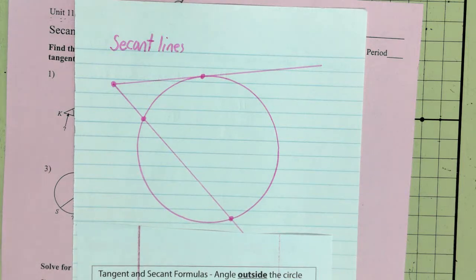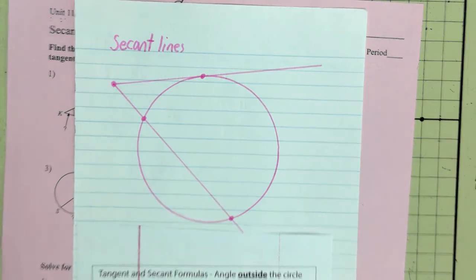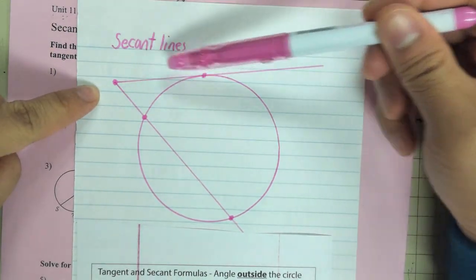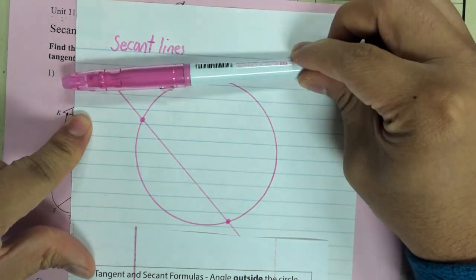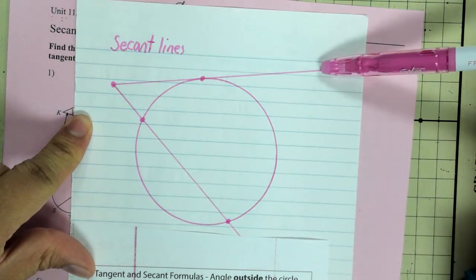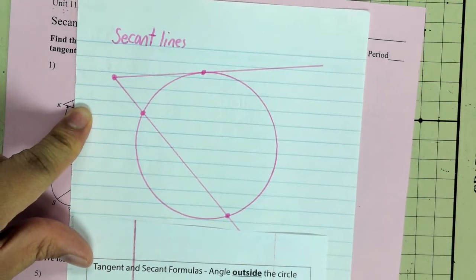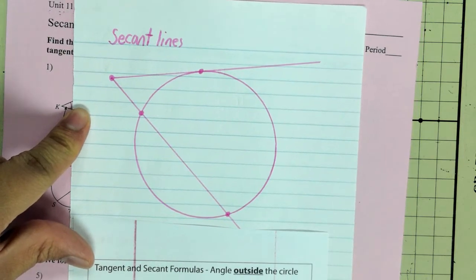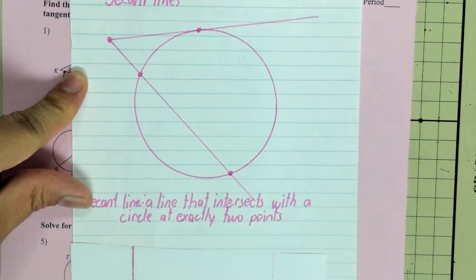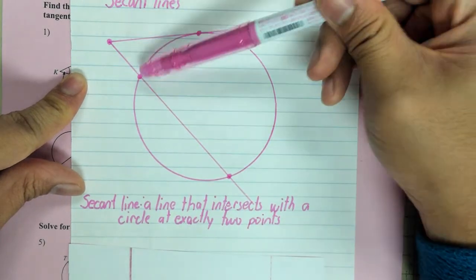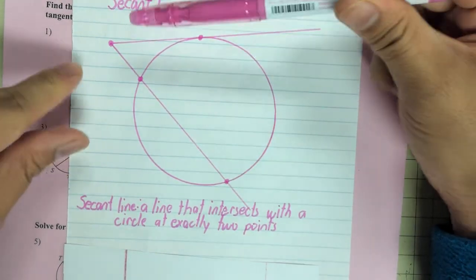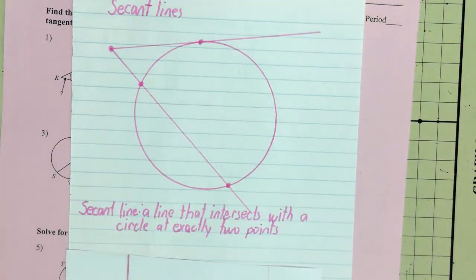Alright, today I will talk about secant lines. In my previous video, I talked about tangent lines. So let's recap that. A tangent line is a line that intersects with a circle at exactly one point. So think of it as a line that's sitting on a circle. This is your tangent line. So now what we have is a secant line, which is a line that intersects with a circle at exactly 2 points. 1, 2. So this is called a secant line.